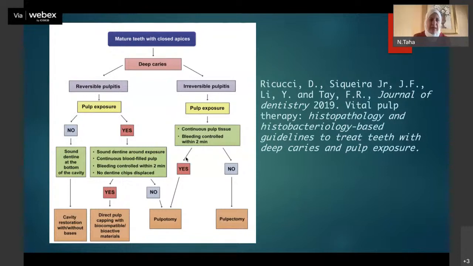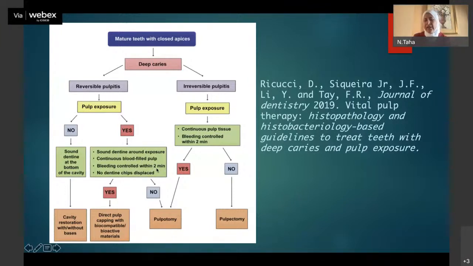This is the flowchart that I would like to show you, quoted from Ricucci, 2019, on management of deep caries. He divided it by whether you have symptoms of reversible or irreversible pulpitis. Let's look at reversible first. If there is no pulp exposure, then it's just an ordinary filling, a restoration. If you have pulp exposure, you see sound dentine around the exposure, continuous blood-filled pulp, and bleeding control within 10 minutes.